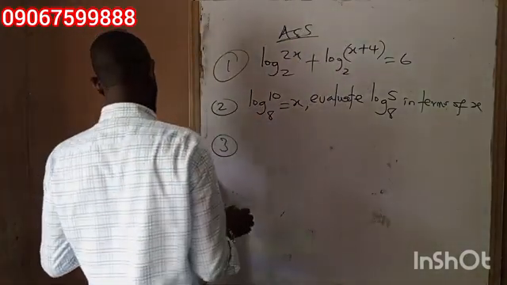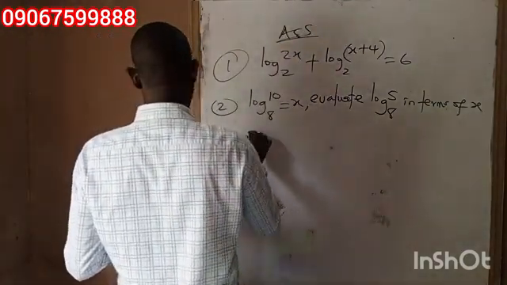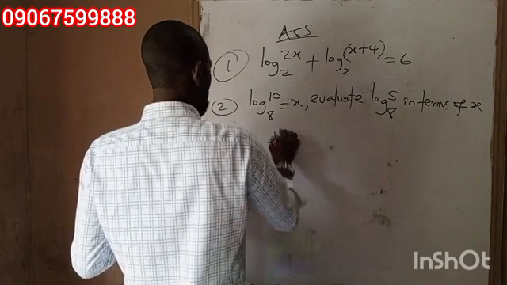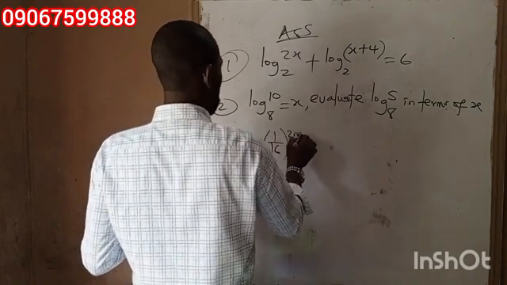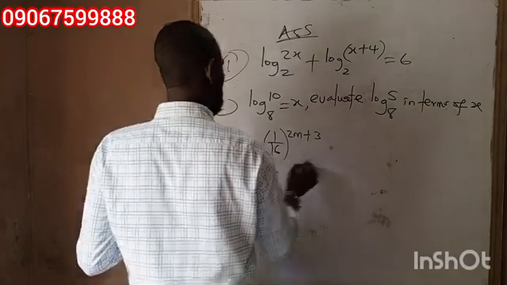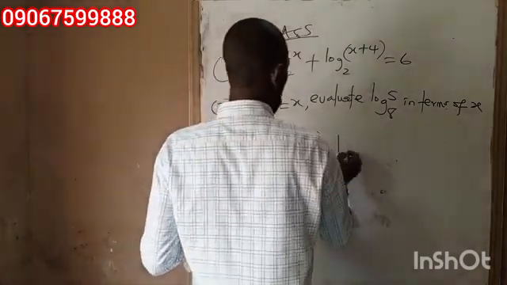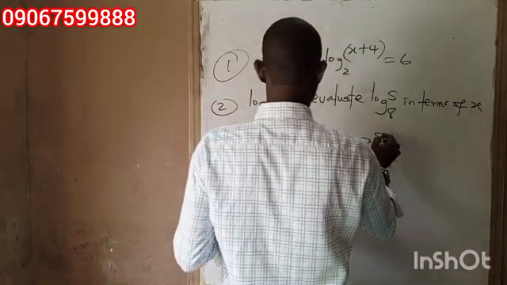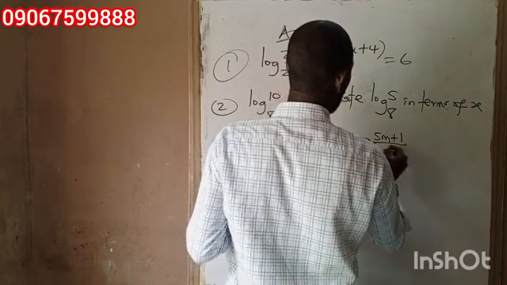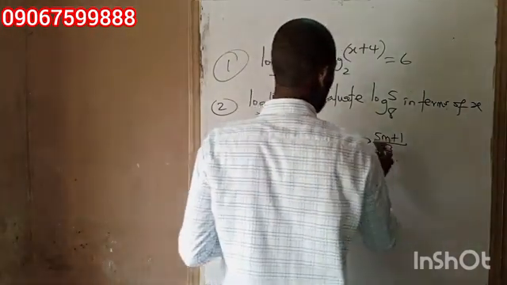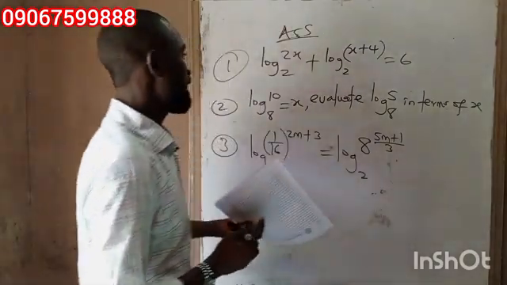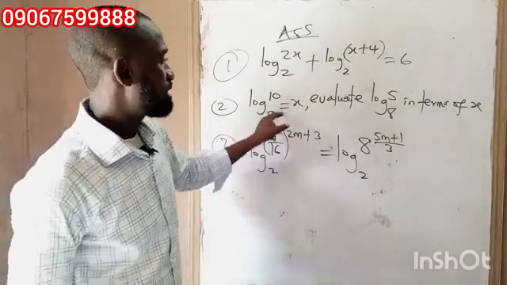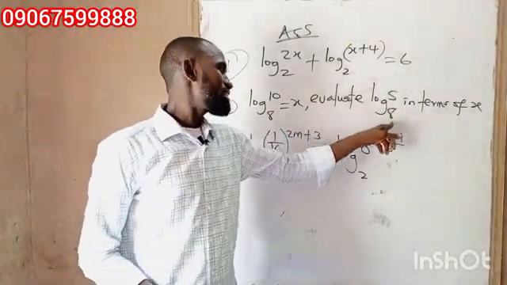Then third one: solve for m if log of 1/16 to the power 2m plus 3 base 2 equals log of 8 raised to power 5m plus 1 over 3 base 2. So these are the 3 questions. Here you find x, here you find m, and here you express log 5 base 8 in terms of x.